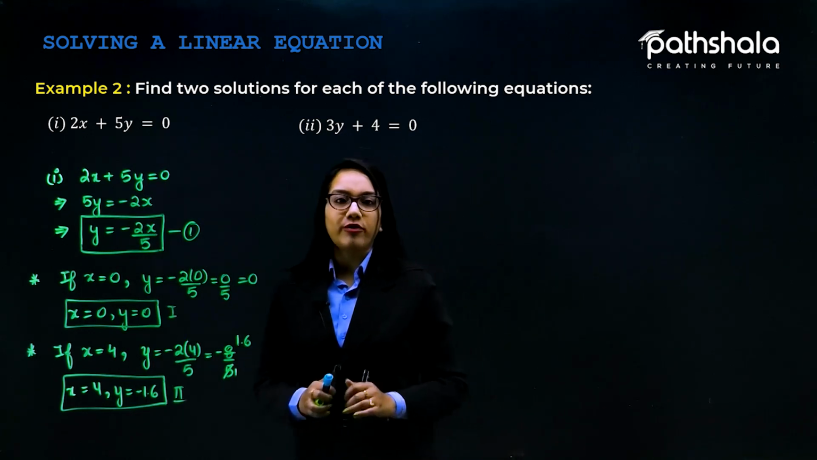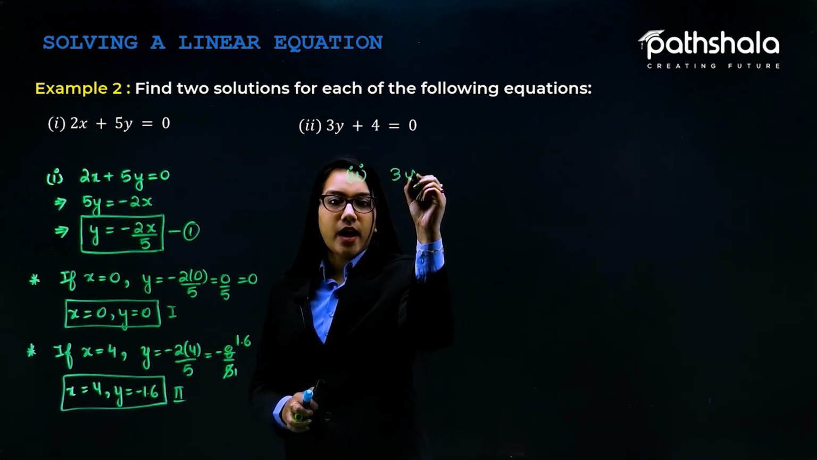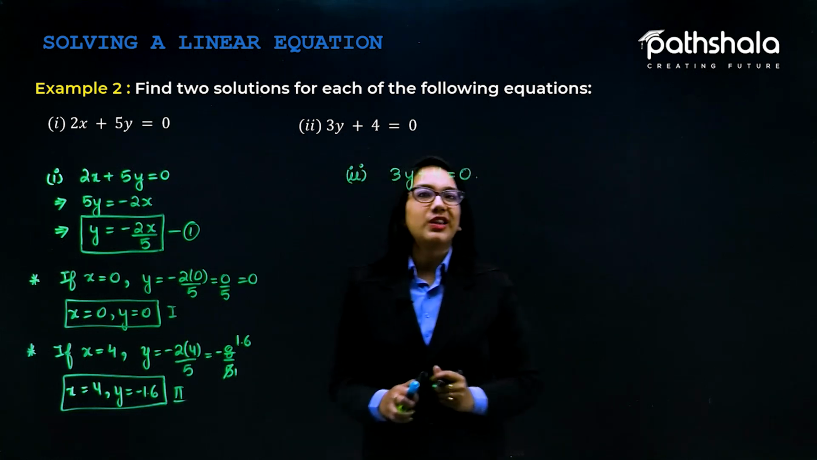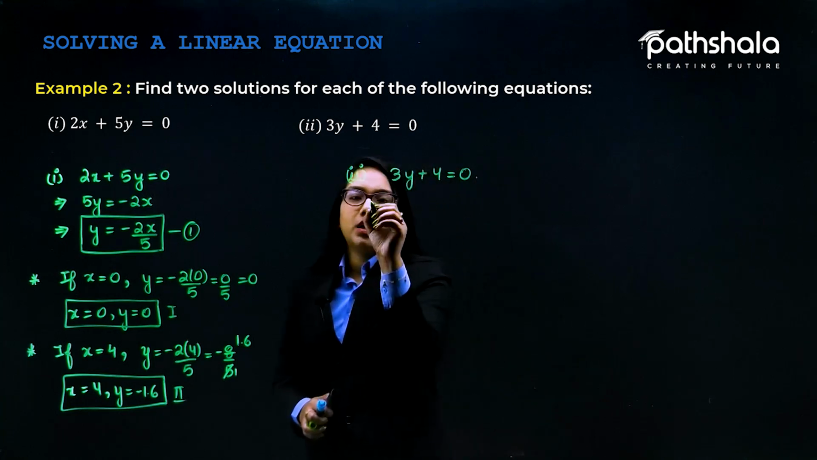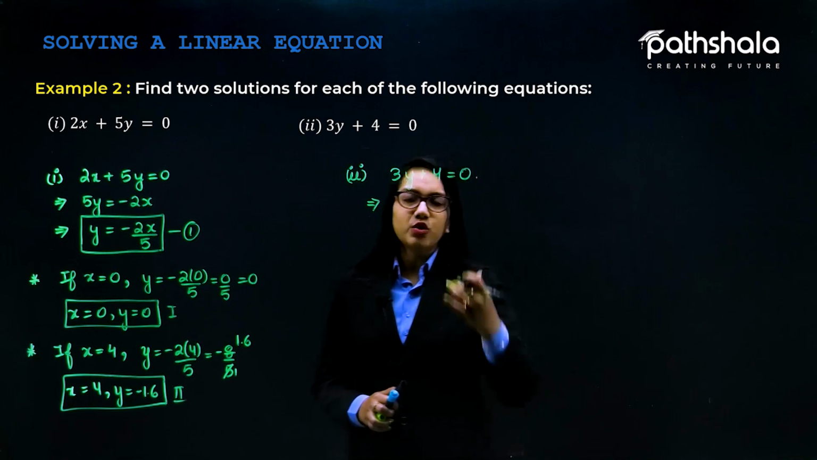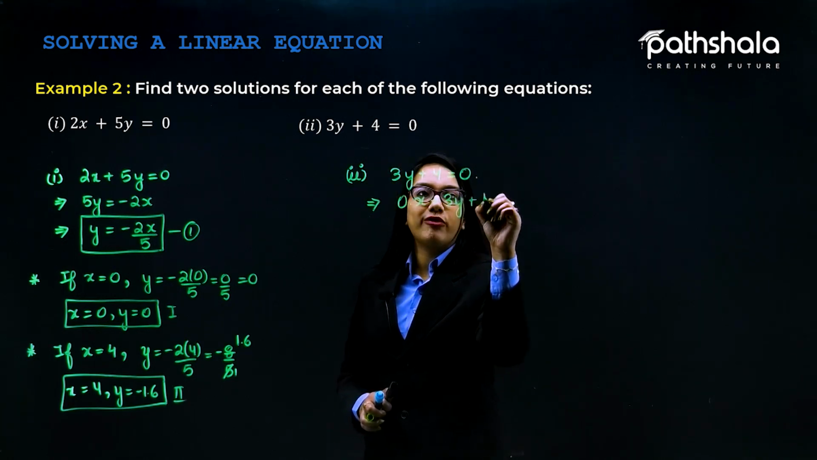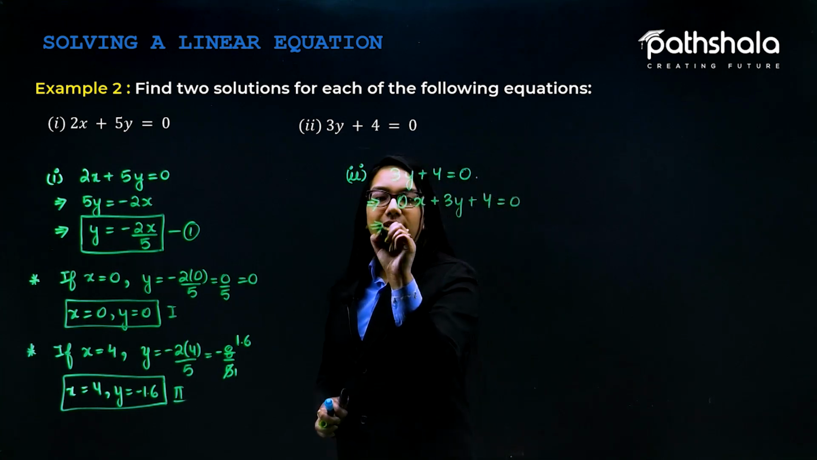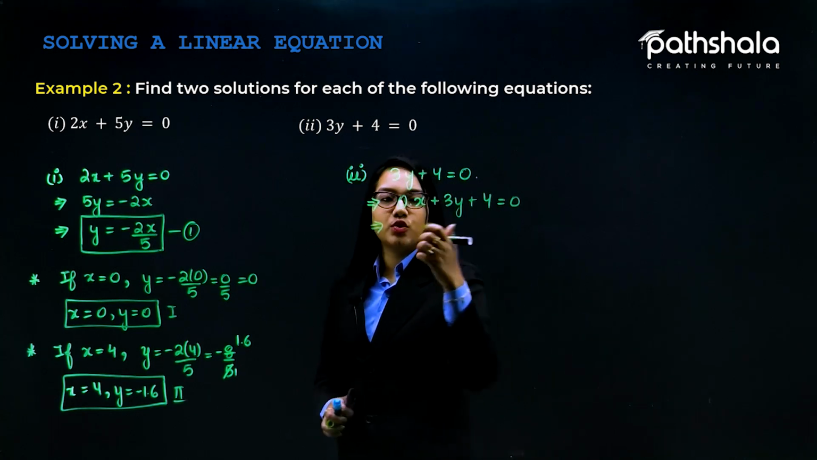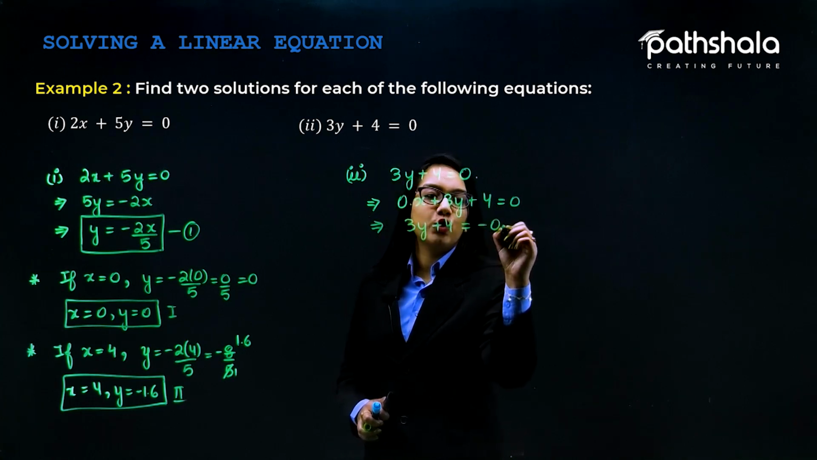Now let's move on to the second part, which is 3y plus 4 is equal to 0. Let's solve it. As we can see, we do not have an x variable here, so we can express it in the form 0 into x plus 3y plus 4 is equal to 0. At the end we want to find the value of y in terms of x, so we can write 3y plus 4 is equal to minus 0x.